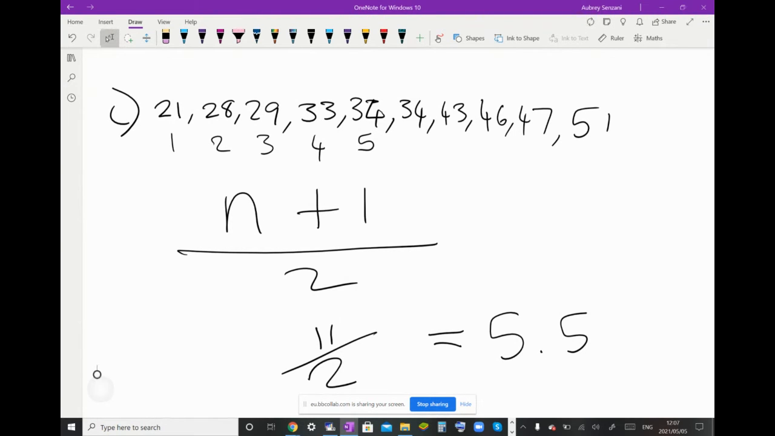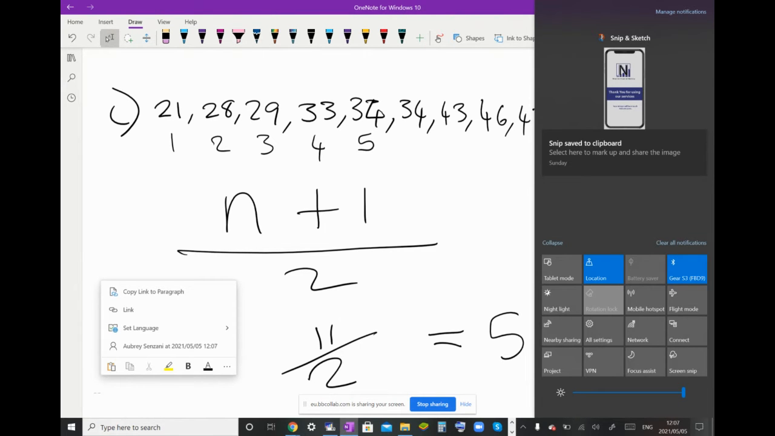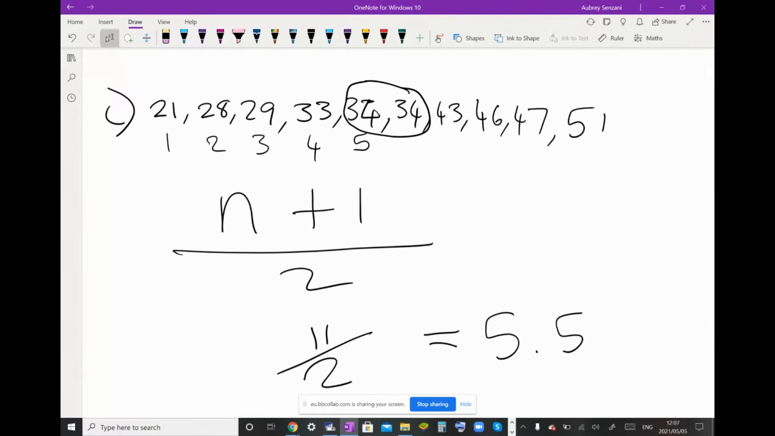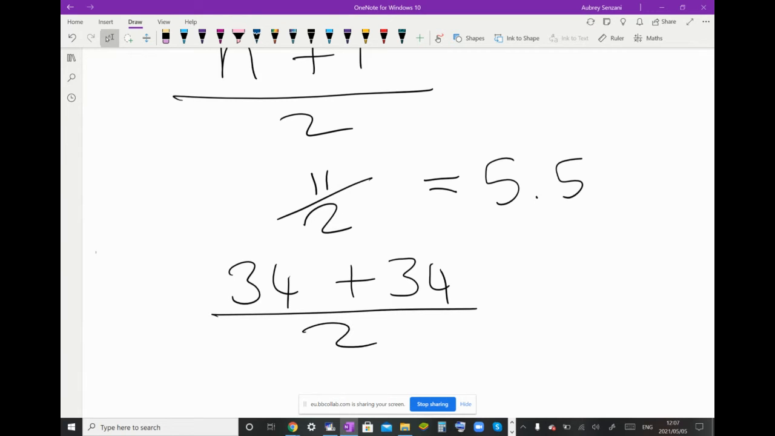Then obviously, since this is not an even number, they take both of these, and I think that's where your thing now comes in. They're taking the two middle numbers and dividing by 2, otherwise we would have just selected one. So we're saying 34 plus 34 over 2, which obviously gives us 34.